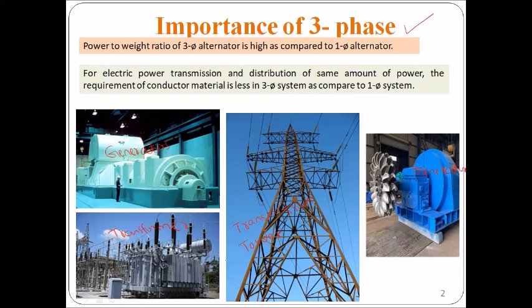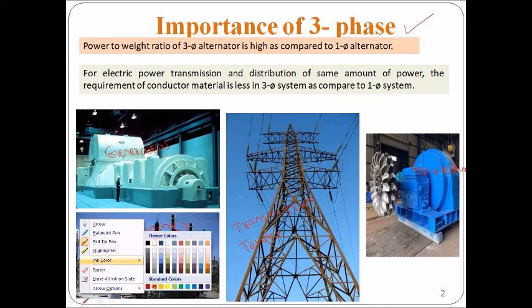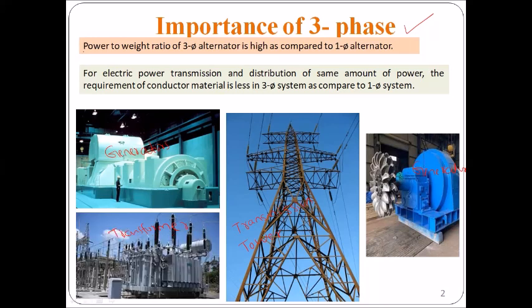Now, what is the importance of this three-phase? Whenever we have a three-phase system, the first advantage is that the power to weight ratio is better. What is the meaning of power to weight ratio? In order to do the same amount of work, the actual capacity of the machine in terms of its weight is reduced if we opt for three-phase. So whenever we have a three-phase system, the actual weight of the machine is reduced.